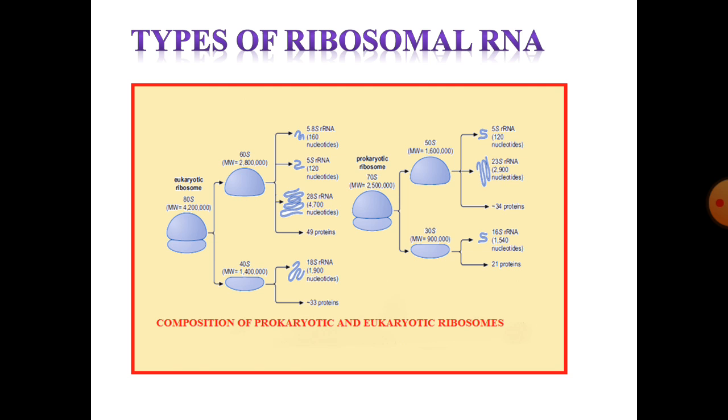The same goes for the prokaryotic ribosome, which consists of the 50S and the 30S subunits. The 50S here is made up of 5S rRNA and 23S rRNA, and the remaining constitute the proteins. The smaller subunit consists of 16S rRNA and 21 proteins. In the case of eukaryotes, it is 18S rRNA and around 33 protein components. This is the composition of prokaryotic and eukaryotic ribosomes, which is very important to know.